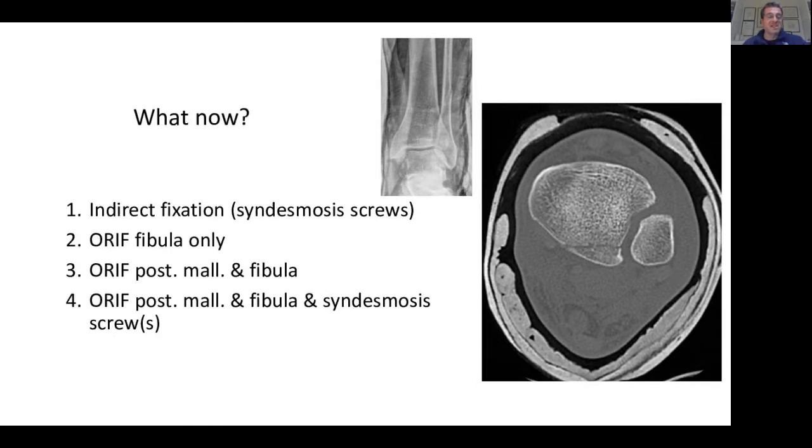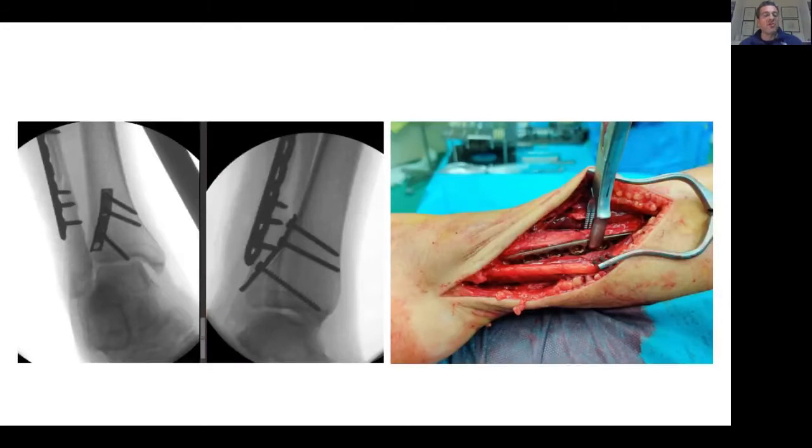You get your CT scan with the ankle reduced. What do you do now? Just rely on your syndesmosis screws? Only fix the fibula and the posterior malleolus? Do you still need syndesmosis screws? All these are things you have to consider.